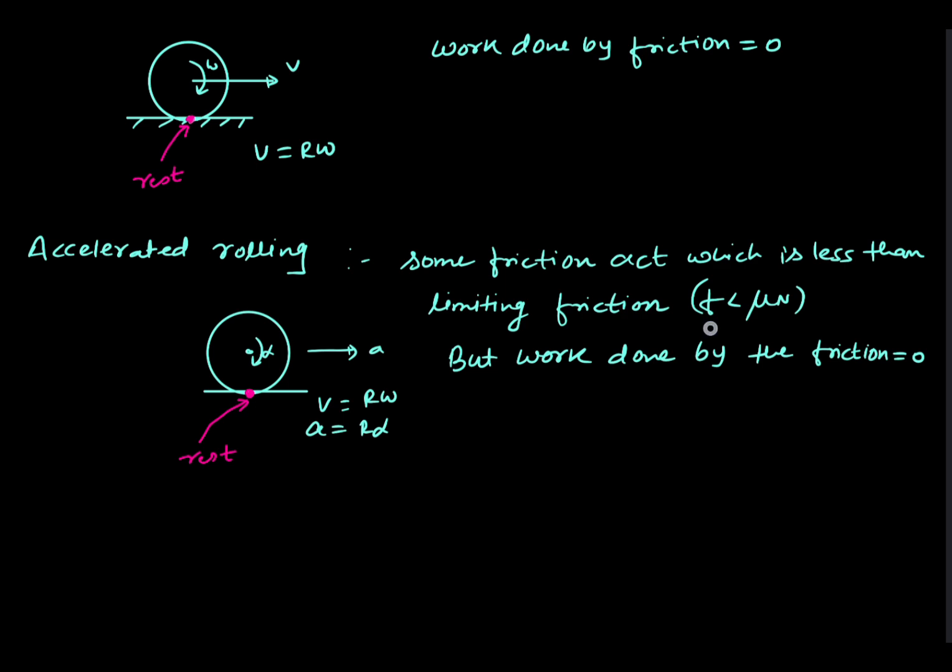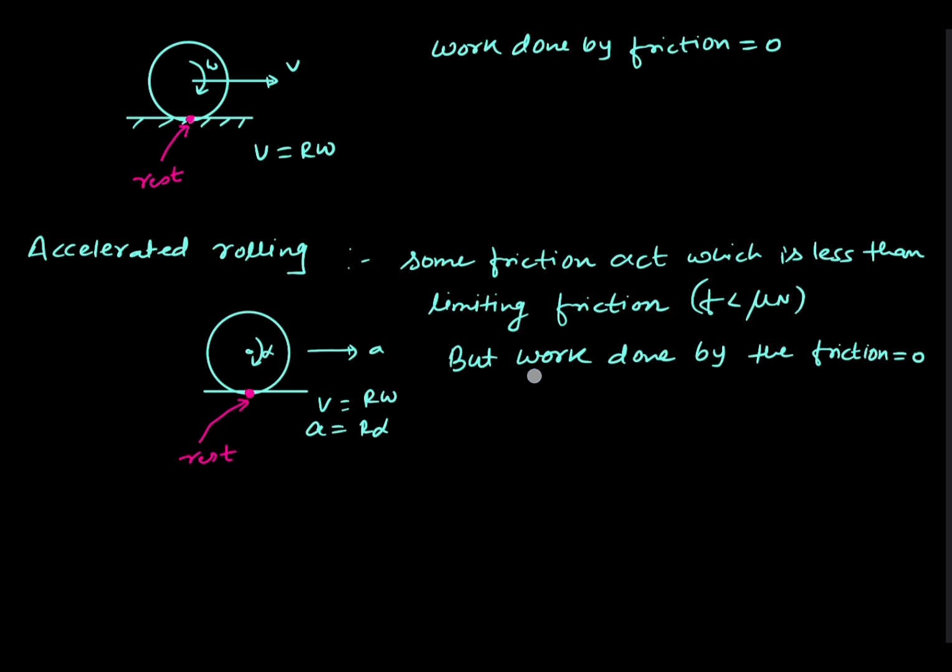Because there is no sliding, again the friction will be less than mu into N. So there can be some acceleration and some angular acceleration, but v equal to r omega is anyway valid for rolling. a equal to r alpha has to be valid because this point has to be at rest. So if this point is at rest, even if the friction is acting in this direction, the work done by the friction will be zero because the point of application of friction is not moving. So in rolling you should always remember that work done by the friction is always zero if a body is rolling.